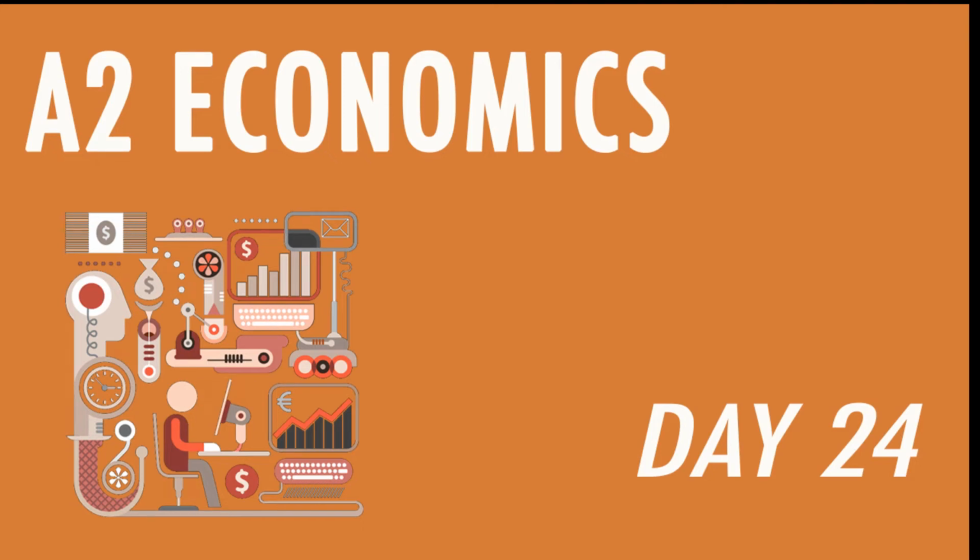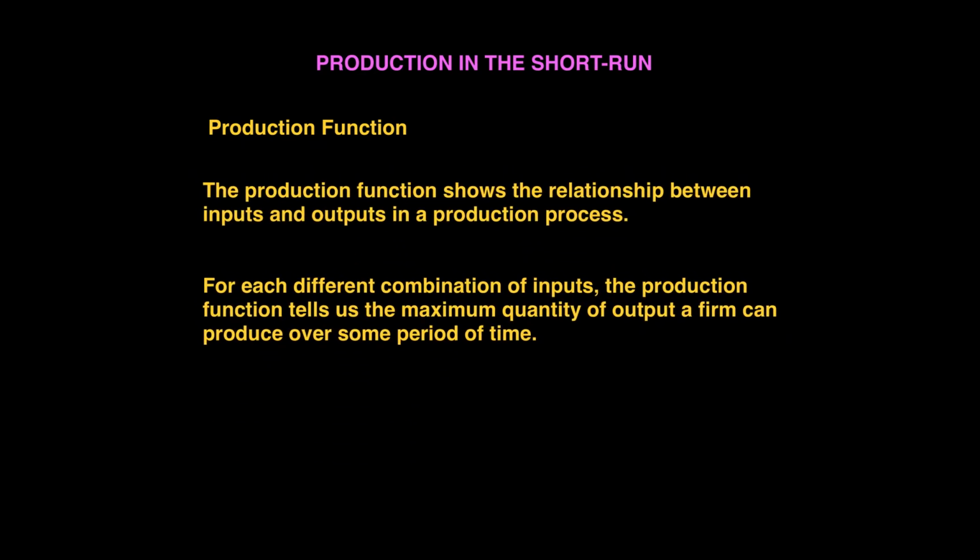Hi guys, this is day 24 of the A2 Economics Revision Challenge, and today we are doing production in the short run. When we look at production in the short run, we first want to define what we call a production function. The production function is simply a function that shows the relationship between inputs and output in a production process. So for each different combination of inputs, the production function basically tells us the maximum quantity of output a firm can produce over some period of time.